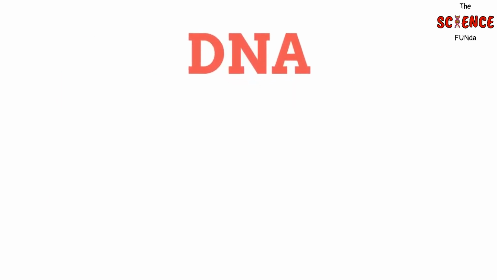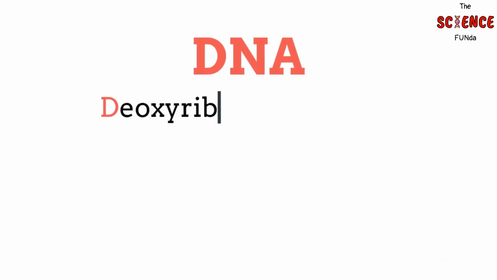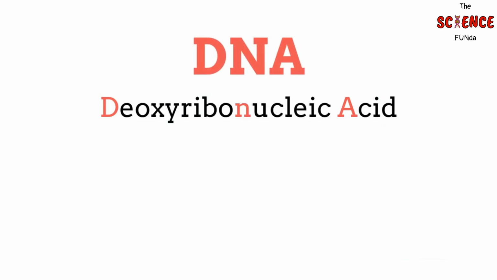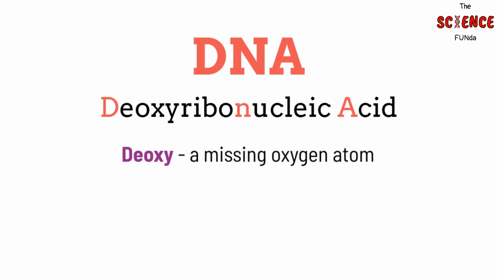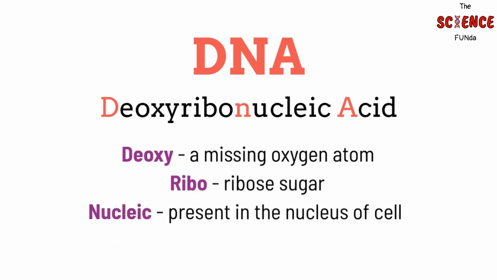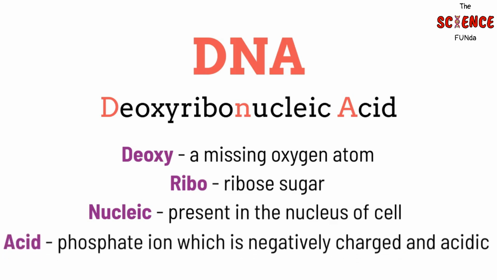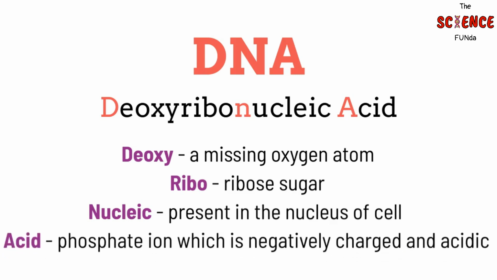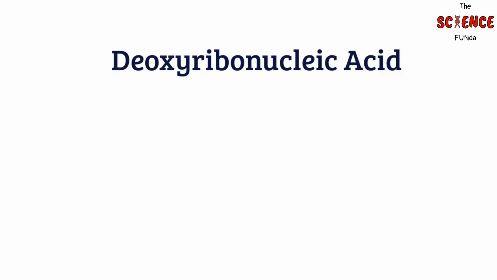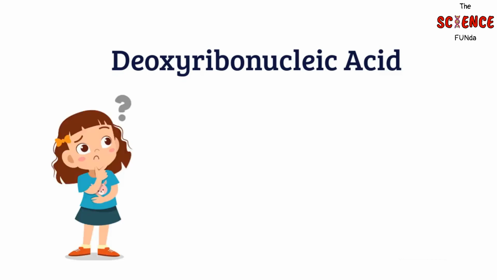So let us understand what the abbreviation DNA stands for. DNA stands for Deoxyribonucleic Acid. If we bifurcate the word DNA, deoxy means a missing oxygen atom, ribo stands for ribose sugar, nucleic means present in the nucleus of cells, and acid is phosphate ion which is negatively charged and acidic. You'll understand these terms as we learn about the composition of DNA later in this video. Before that, let us first learn what this deoxyribonucleic acid is.